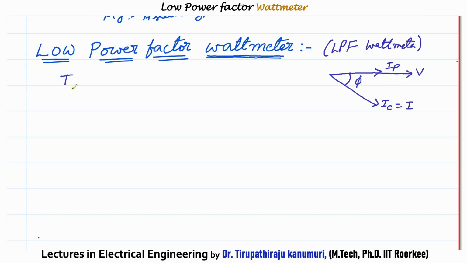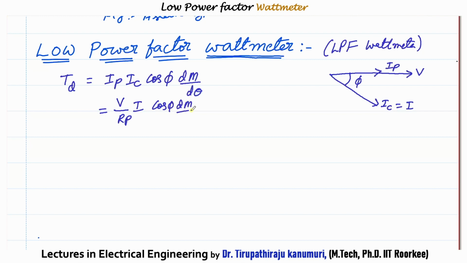In that case, the deflecting torque produced is given by the current in the pressure coil multiplied by the current in the current coil multiplied by the cos of the angle between these two. In this case it will be cos phi into dM by d theta. The value of IP I can write as V divided by Rp, because it is across the element, and IC is nothing but I cos phi, into dM by d theta. So the deflecting torque TD is proportional to V into I into cos phi.